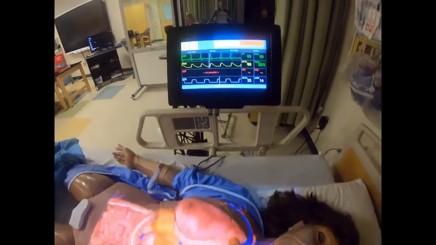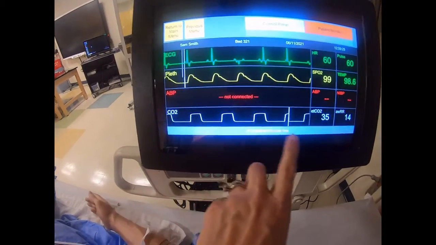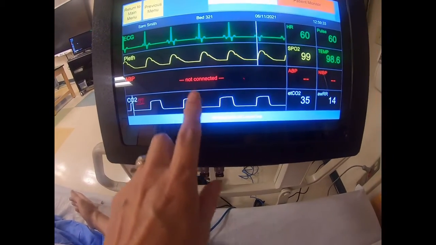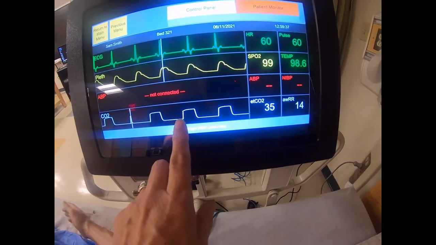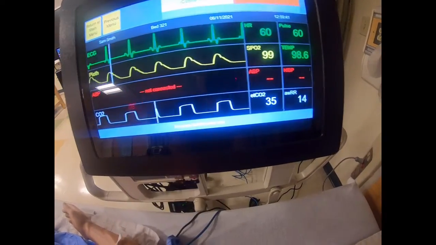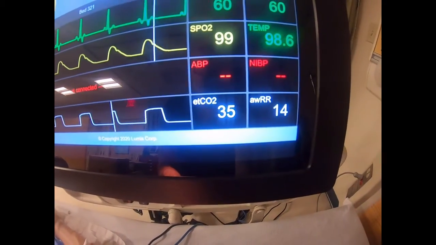When we hook our patient up to the monitor, you can see along the bottom part the CO2 reading. And this is picking up my patient's exhalation. The flat part is inhalation. The up, across, and down is my patient's exhalation. And as you can see, it is currently 35.